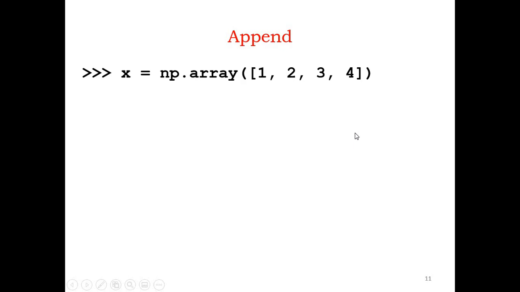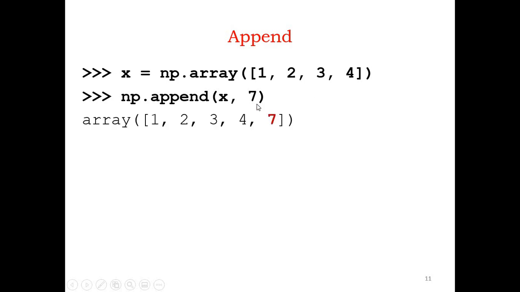Okay, so append means, we know from basic Python, in the list, append means it will insert the data from the right end. So this is an array 1 2 3 4, and you want to append 7. So you write np.append. This is the method. Append is the method, and x comma 7. That means the 7 will be appended at the end.